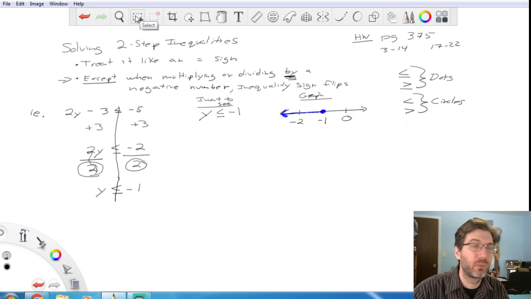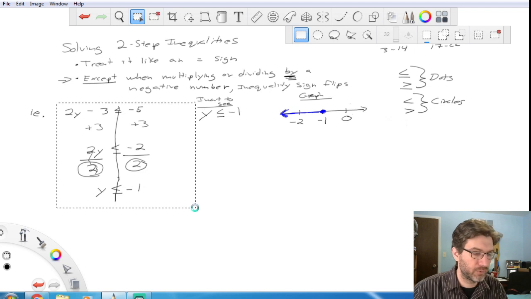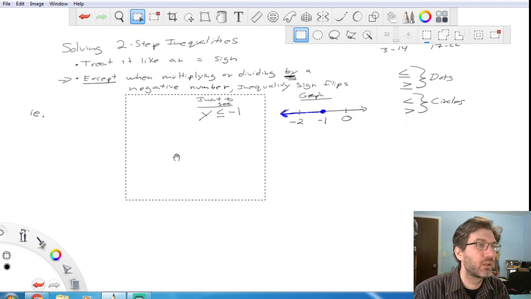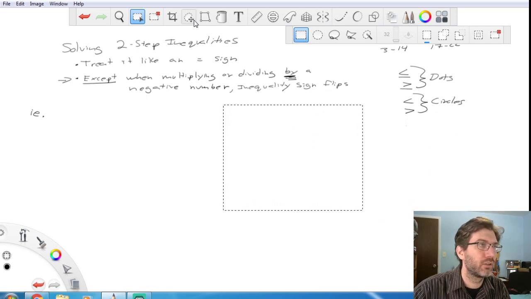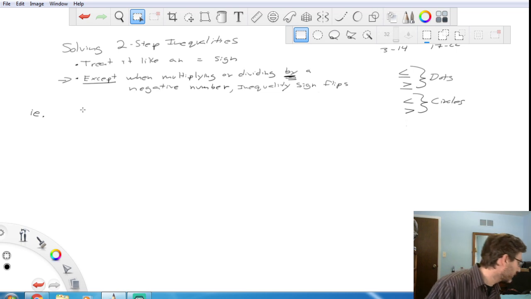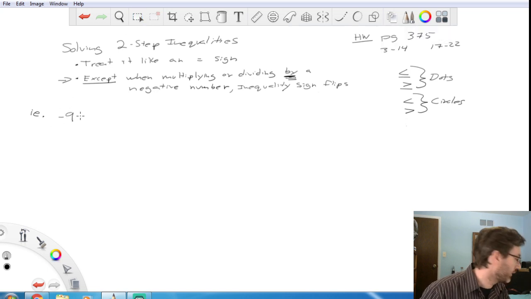And that's what we're looking at. I'm going to do another example, and hopefully this is one that involves a negative here. I didn't try this yet. I'll leave all the notes up there. Our example here is, let's do negative 9 is greater than negative 1/3 x plus 6.